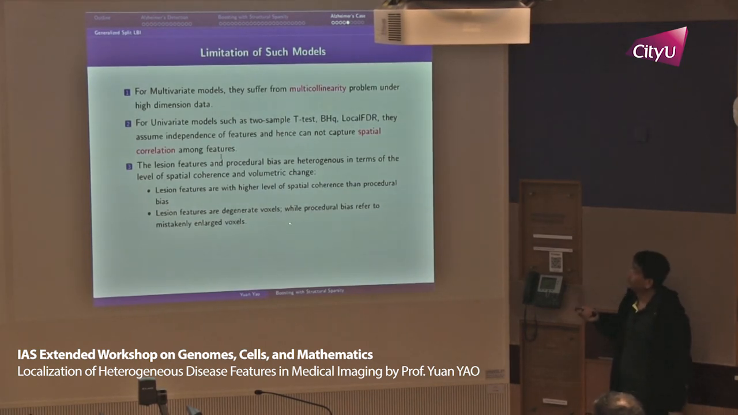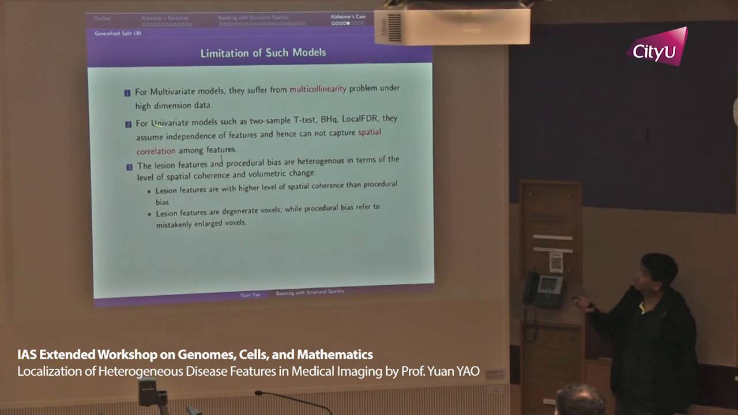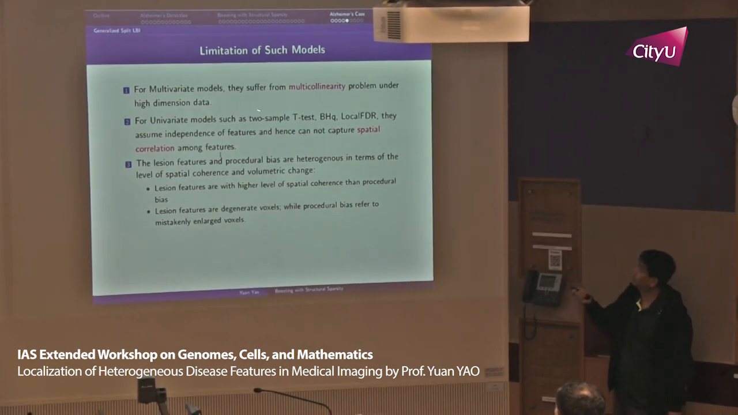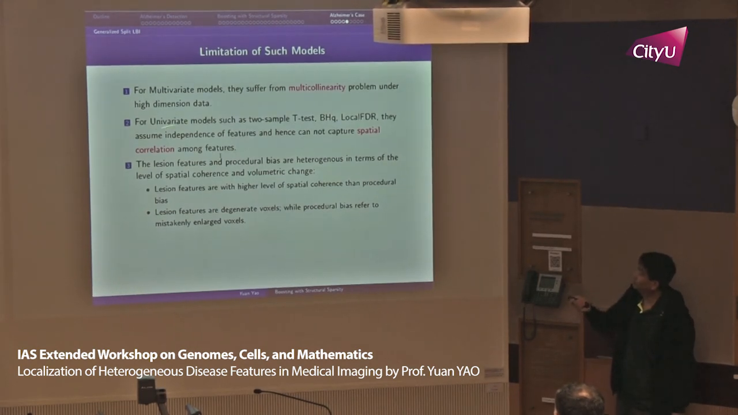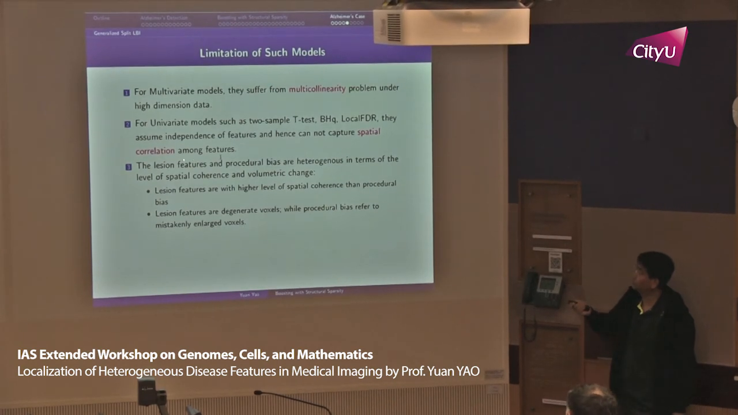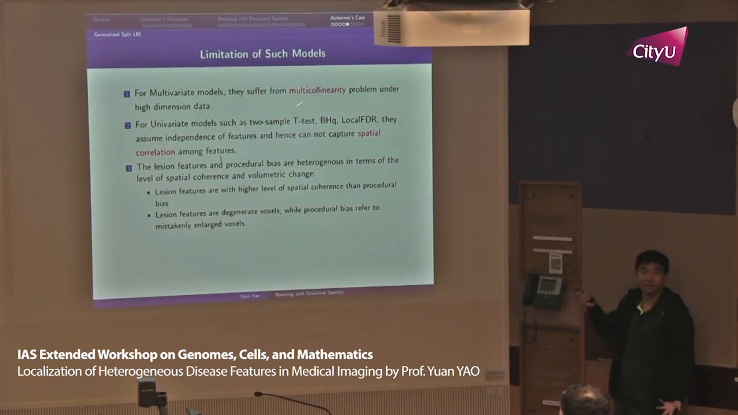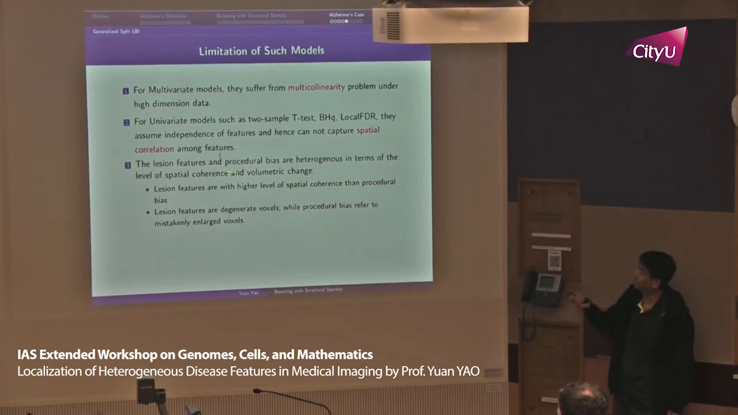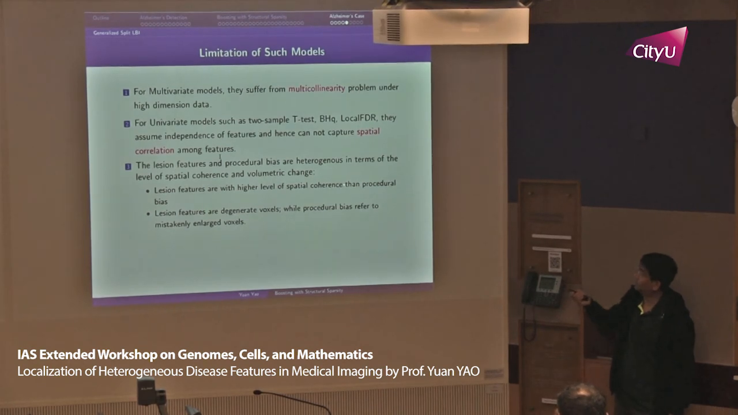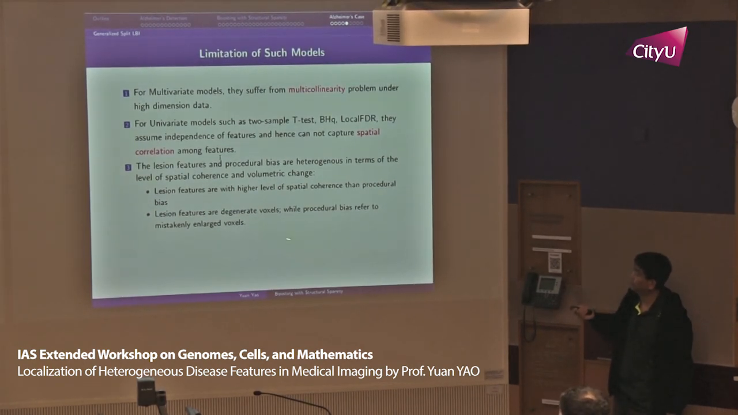So how to deal with that? In statistics, people have developed lots of univariate models using simple t-tests, local FDR, and so on. But those simple univariate models cannot capture spatial correlation among features. So this is another bad point. And we know our trouble lies in the heterogeneity of the features. Lesion features have a very high level of spatial coherence, while procedure bias may be of a different nature. So how can we incorporate these things into a univariate model and also remedy the multivariate model?